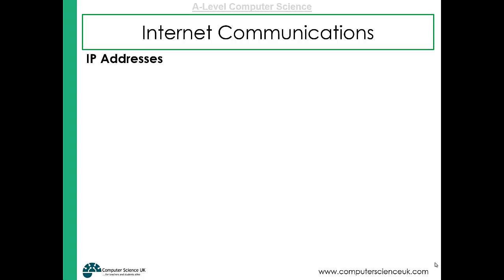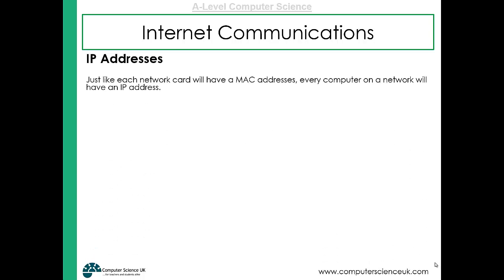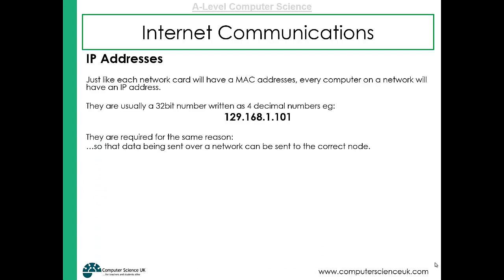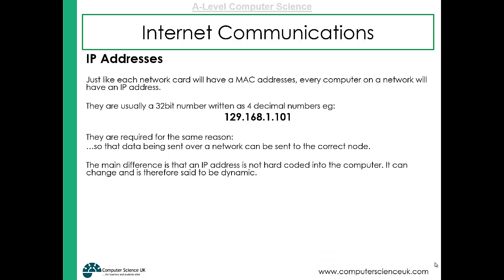Now, you could get confused between IP addresses and MAC addresses because they're both addresses for devices on a network. Just like a network card has a MAC address, every computer that goes on the internet will be given an IP address. They're usually a 32-bit number written as 4 decimal numbers. They're required for the same reasons: so that data sent over a network can be sent to the correct place. The main difference is that an IP address is dynamic. It's not hard-coded into the computer. It can change.